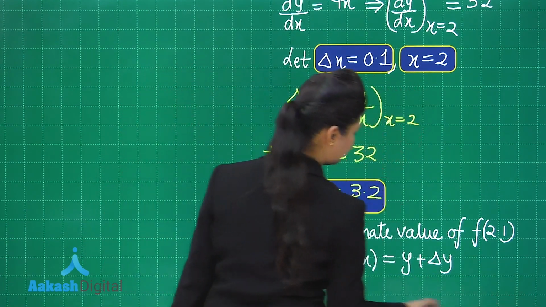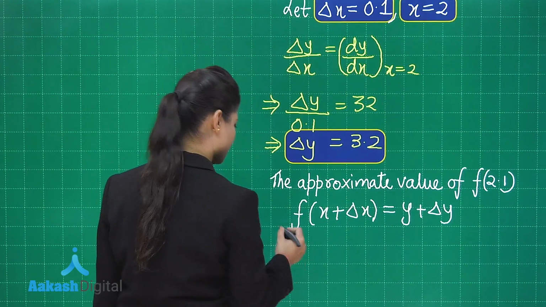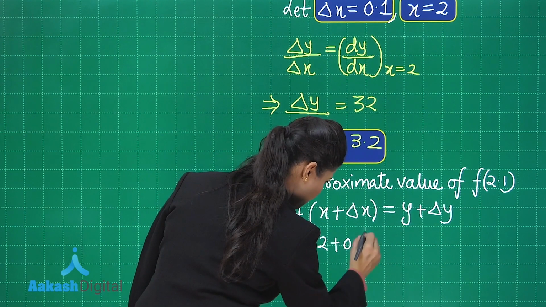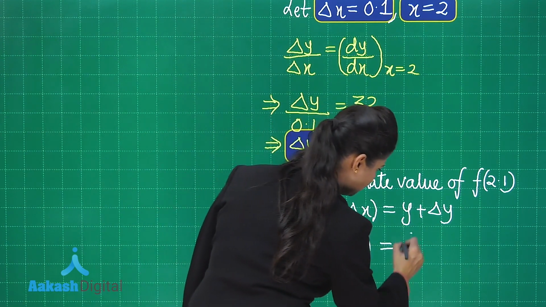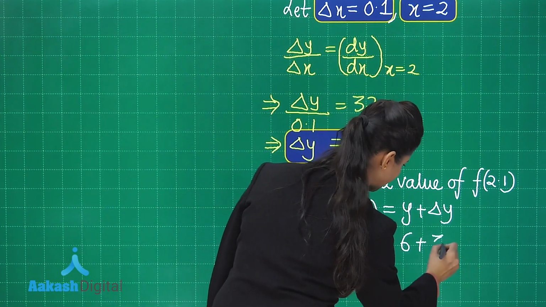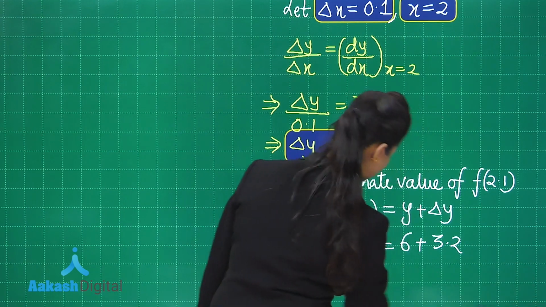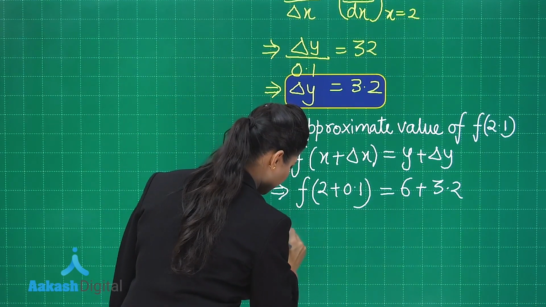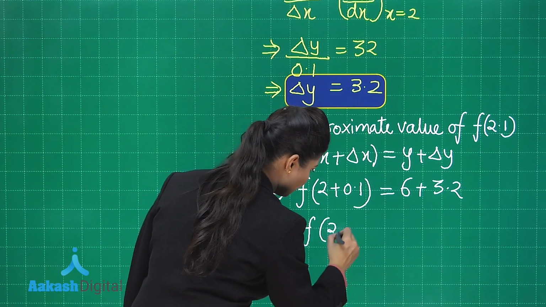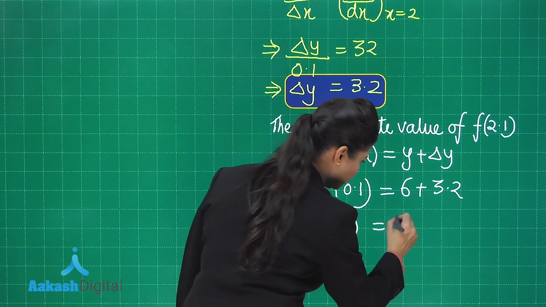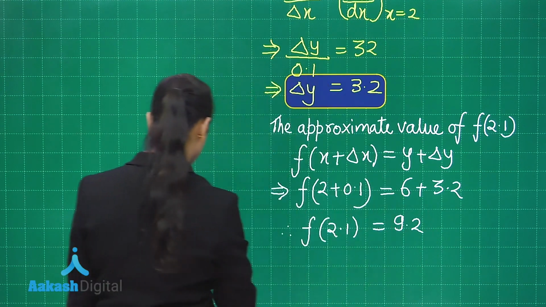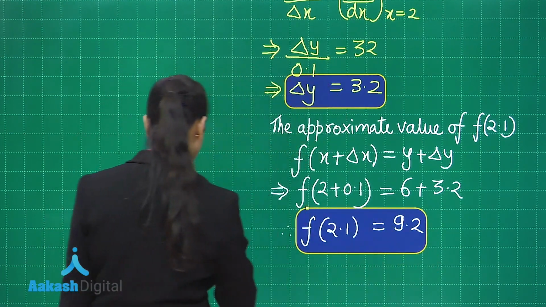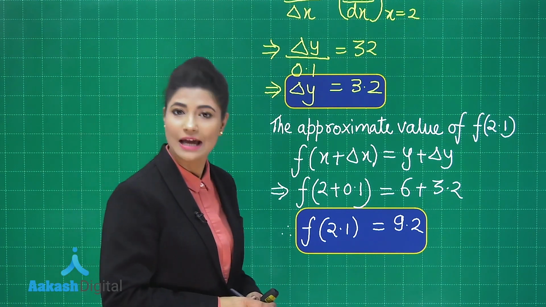So I get here further f of 2 plus 0.1 is equal to 6 plus 3.2. So here we have the required approximate value of f of 2.1 equal to 9.2. So this is the final answer for this question, where we have obtained the required approximate value equal to 9.2.